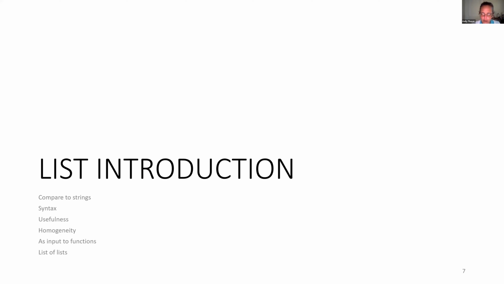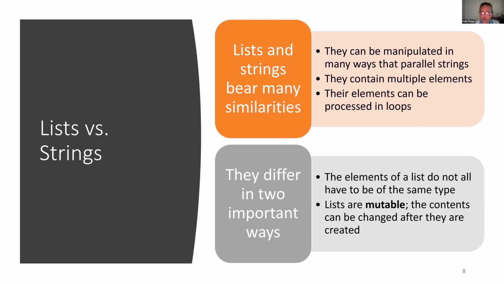So with those things in mind, let's start looking at this other data structure, the list. Lists and strings bear many similarities, and I'm just outlining a few of them for you. They can be manipulated in many of the same ways that parallel how strings can be manipulated. They contain multiple elements, and their elements can be processed in loops, but they do differ in two important ways. The elements of a list do not all have to be of the same type. And the other thing is that lists are mutable. The contents can be changed after they're created, which is not true of strings.